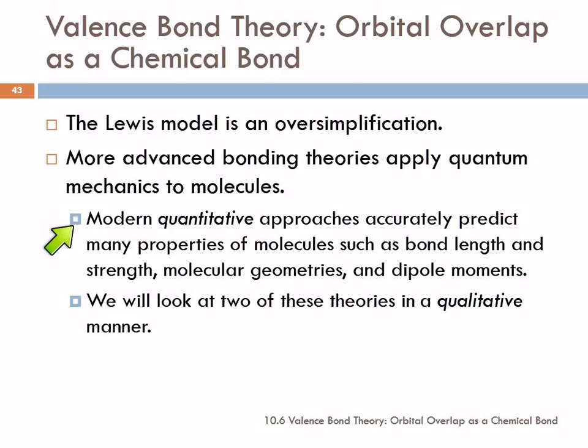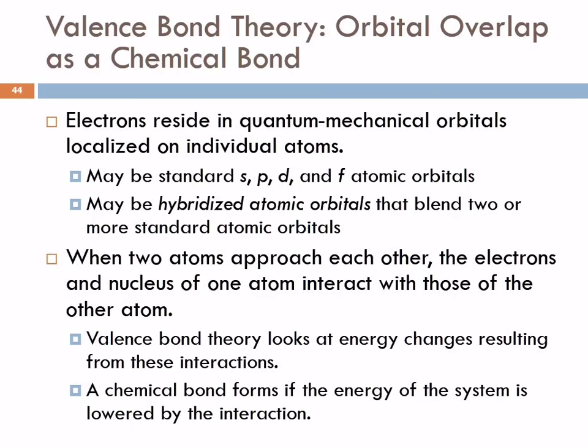So these are quantitative approaches that predict a lot of the properties of molecules. They predict bond length, bond strength, molecular geometries, and dipole moments. These are quantitative approaches. But we're going to look at two of these theories in only a qualitative approach. So we're just going to look at the big ideas of it without getting into all the number crunching. And the first one is valence bond theory.